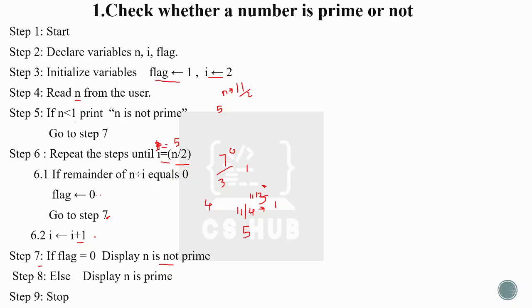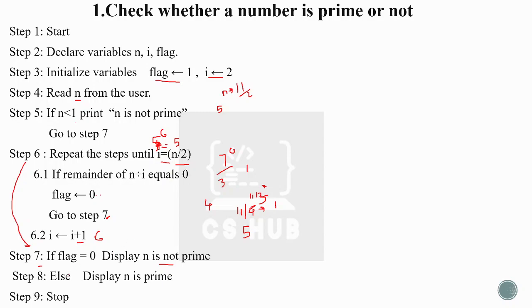Then again 11 by, here 5 is equal to 5, we can continue. So 11 by 5, again there is a remainder. Then we will increment I, I becomes 6, and here I is equal to 6 and our n by 2 is equal to 5. So this condition got violated, which means we can stop and move to the next step. Okay, move to step 7. So we only need to check half of the numbers.